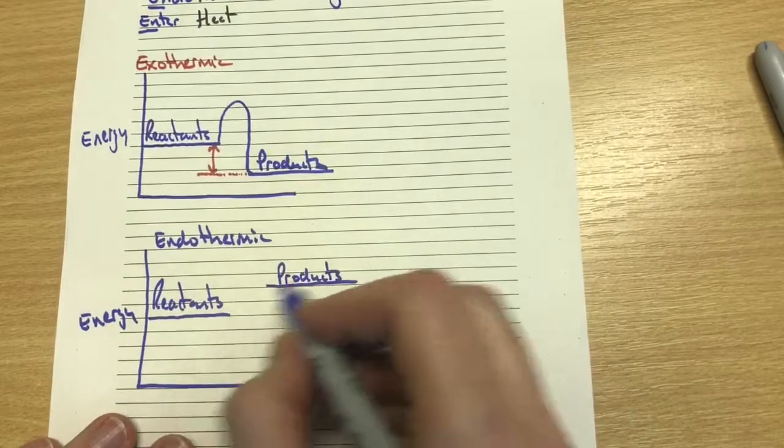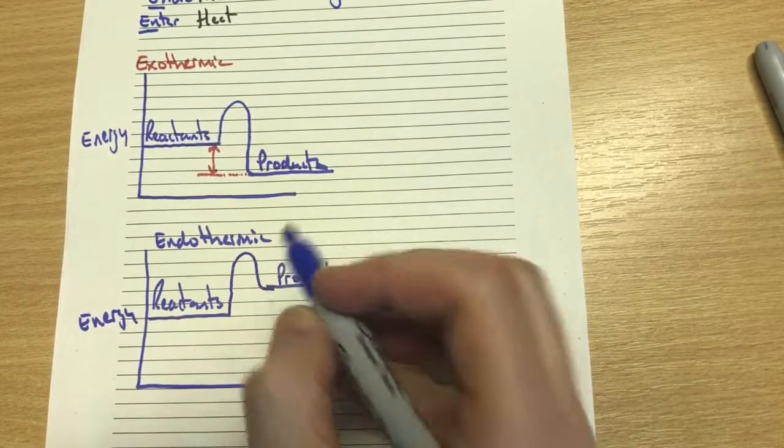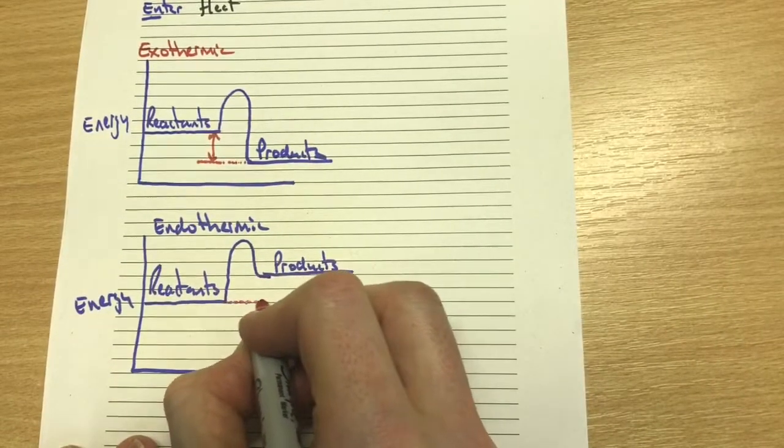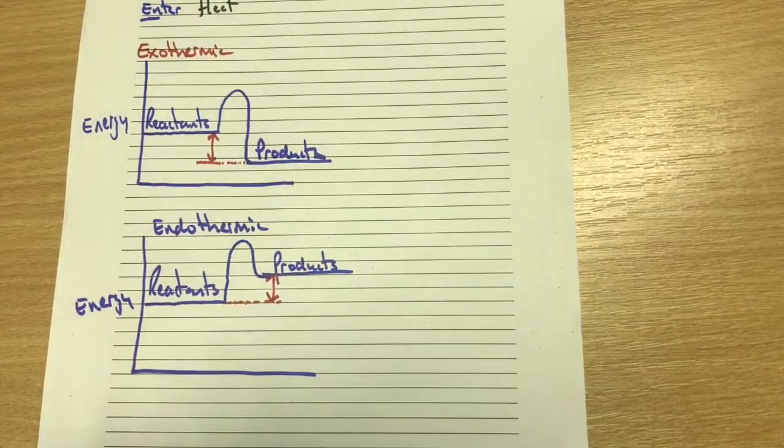And that means in between here, again, we still have the same activation energy, a little bump to get over. And if we want to look at how much energy has been taken in, we can do this. Here is the difference, and that is the amount of energy that is being taken in.